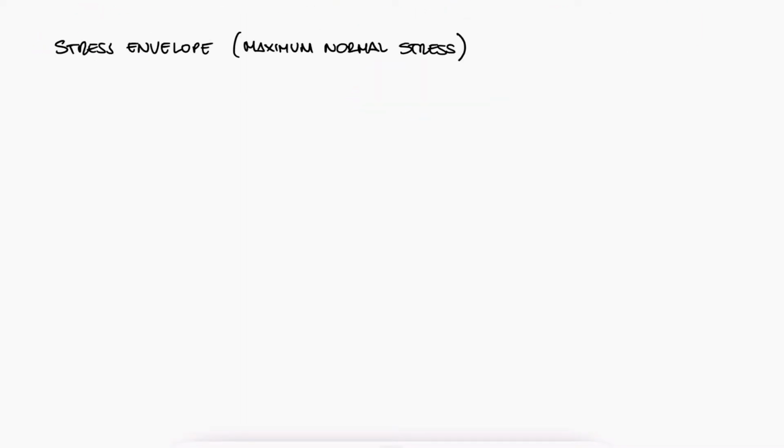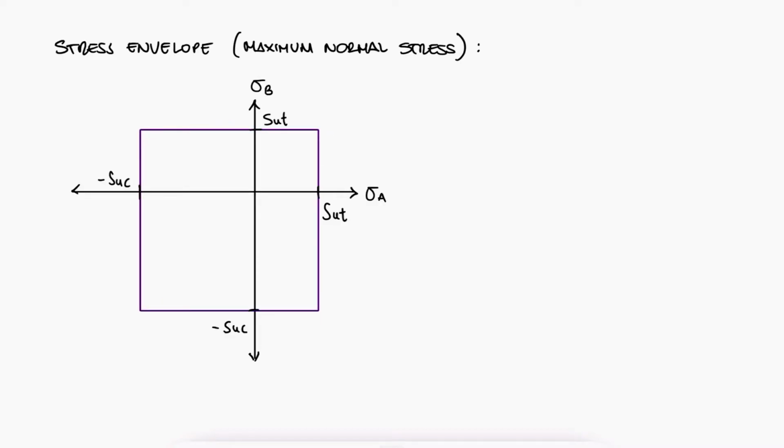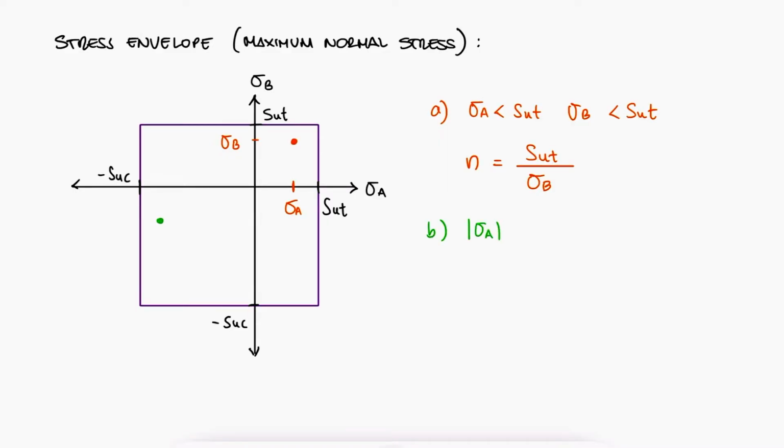Looking at the stress envelope, what the maximum normal stress failure criterion tells us is that if both sigma A and sigma B are positive and smaller than the ultimate tensile strength, the component will not fail and the factor of safety would be the ultimate tensile strength over the highest principal stress, in this case sigma B. If both principal stresses are negative and neither of them are larger than the ultimate compressive strength, the component will not fail and the factor of safety can be calculated as the ultimate compressive strength over the absolute value of the highest negative compressive stress.